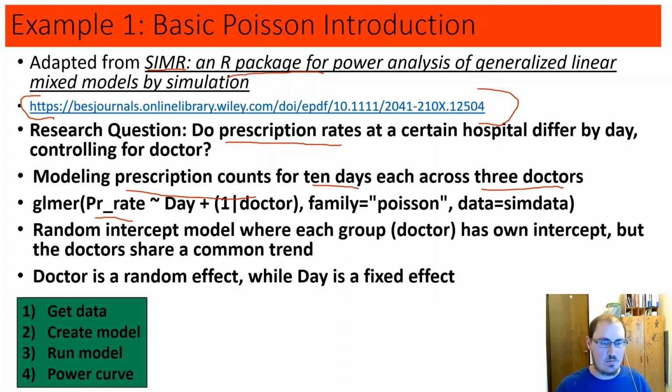So our model, glmer, prescription rate as a function of day with doctor in here as a random effect, Poisson distribution. So this is a random intercept model where each group, the doctor, has its own intercept, but the doctors share a common trend. So doctor is a random effect, and again, day is a fixed effect. Remember, we want to get data, create model, run model, and power curve.